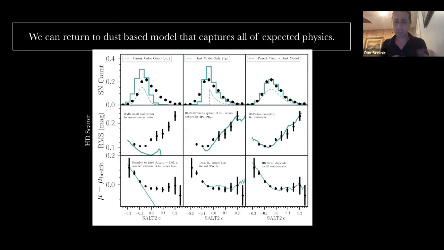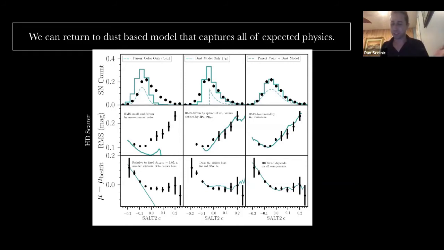There's some intrinsic component, which we call the parent color, and that you're seeing in the left column. And that's just some Gaussian. And then there's some dust model, and that is asymmetric. Dust can only make things redder. And if you combine the two of those, they can then reproduce these three very strange trends that are in the data.